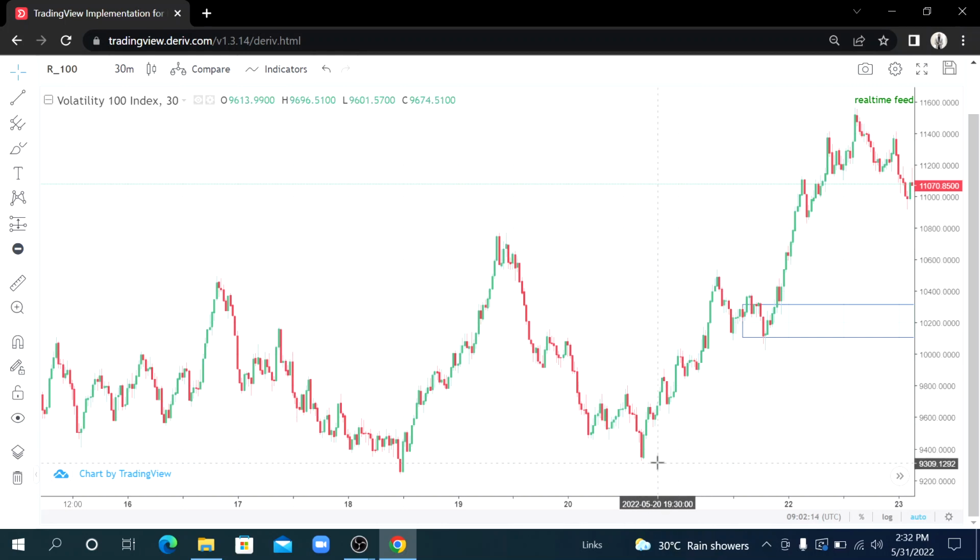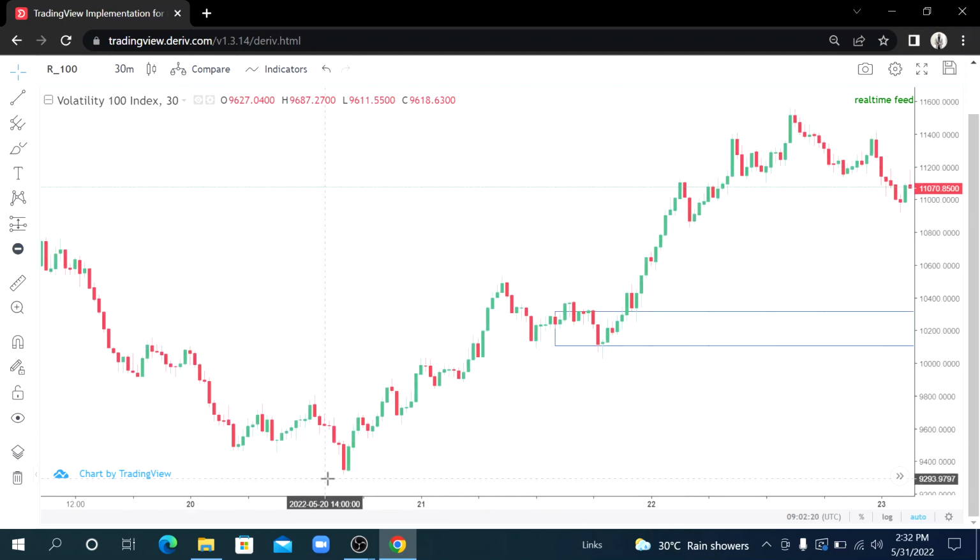So on this portion here, are you seeing this? Price got to this zone down here and gave us a good buy pattern, a good reversal pattern here. Are you seeing this? I'm referring to these two candles.